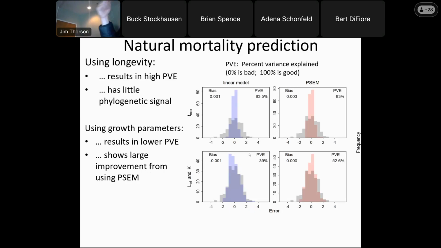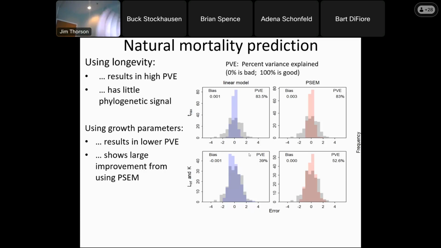Percent variance should be 100% if good, and the error itself should be 0. On the left-hand side is the linear model, the standard 90s style of doing comparative methods. On the right is the proposed, easy to swap in alternative. The top row is using longevity information, and the bottom row is dropping that longevity, so it's forced to use growth parameters. In the top row, the percent variance explained is similar between the linear model and the phylogenetic SEM.